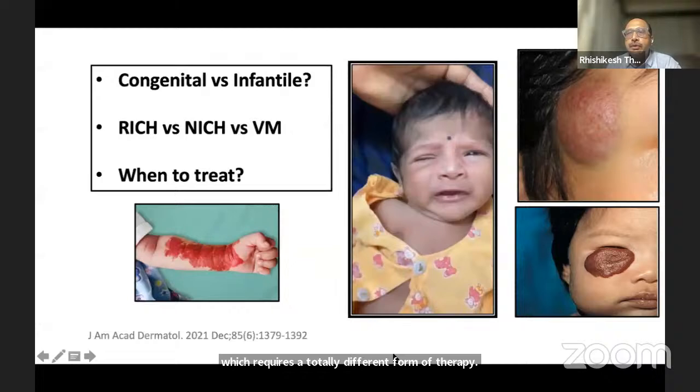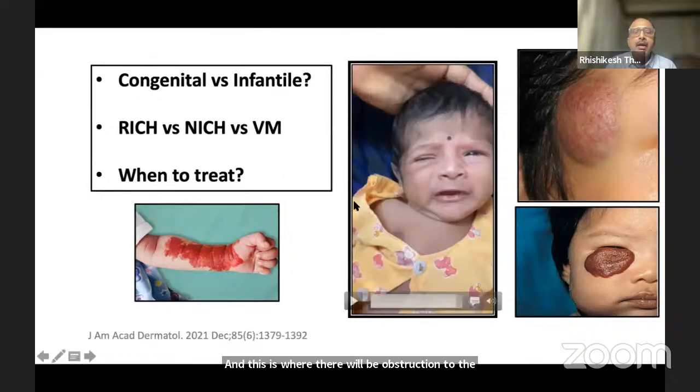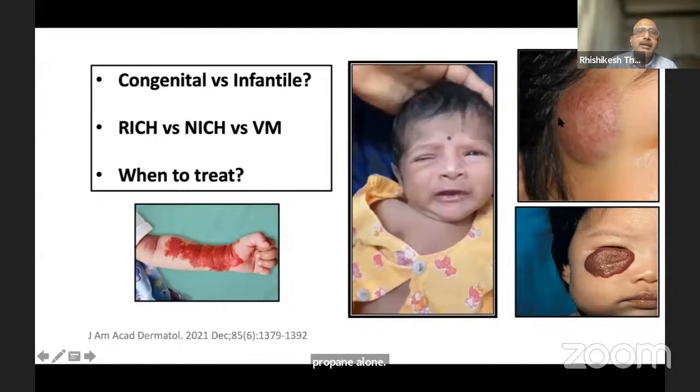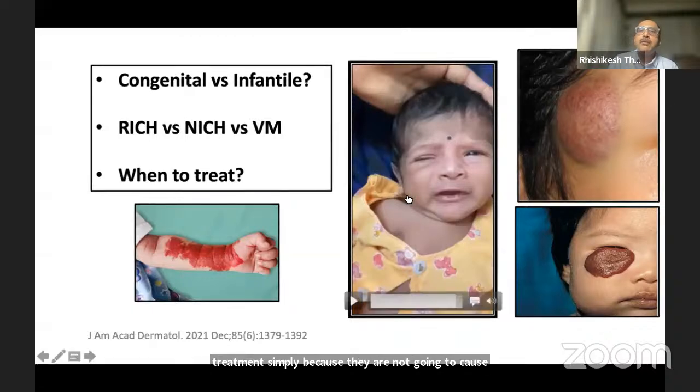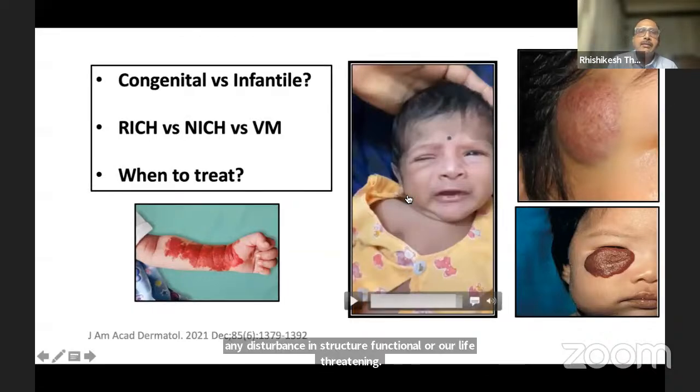Question is, which of these 3 lesions would you treat? You would not treat the lesion based on the size. You would treat if it is life-threatening or is coming in the way of the function. So amongst these 3 lesions that we have, you would treat the one near the eye because it's going to be progressive, because we said infantile hemangiomas are going to increase in size over first few months to years. And this is where there will be obstruction to the vision. So the drug of choice here would be propranolol. Versus this baby, or for that matter, the other baby, they are not the ones which are going to merit treatment simply because they are not going to cause any disturbance in structure, function, or are life-threatening. The vascular one would be the one which would require a surgical management.